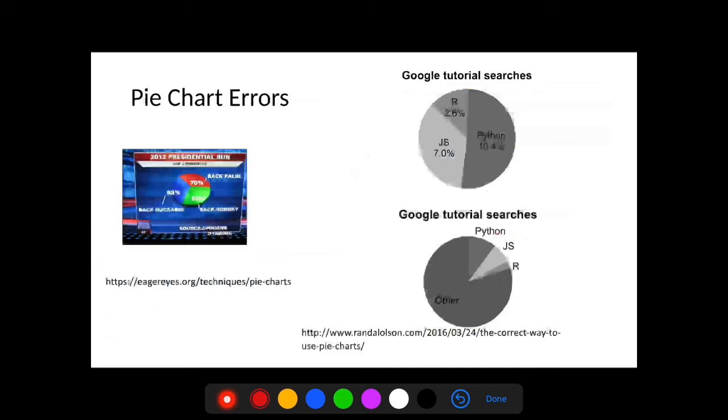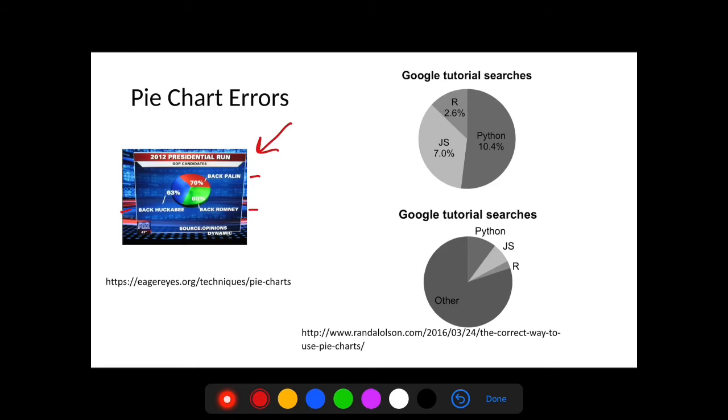Pie chart mistakes. This is a classic one. It showed up on a news station where, again, we don't have a meaningful whole and we probably don't have mutually exclusive categories. Probably in the survey, you could say that you'd be interested in any of these candidates, and so you could show up in more than one category.